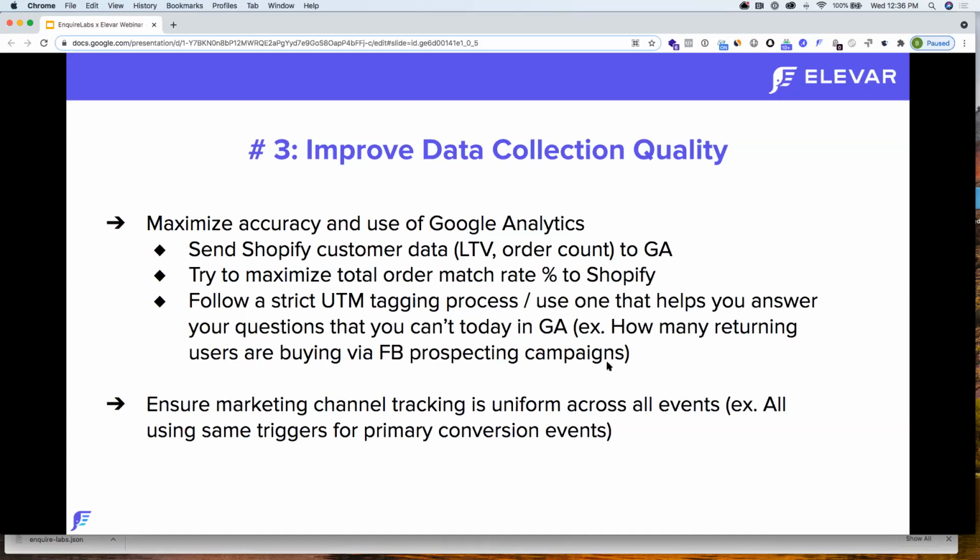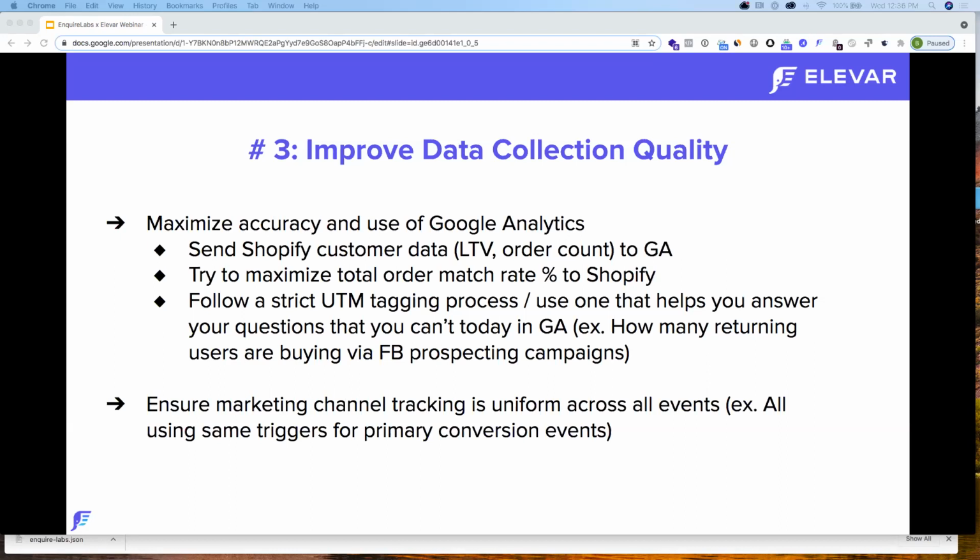And then number three is going to be improving data collection quality. So there's a couple of different things to talk about here. One is, which we'll see here in a minute, starting to leverage some of your Shopify data. So leveraging Shopify customer data like LTV, order count. You potentially could send other characteristics like tags on a customer, et cetera. Start sending that data to GA. And we'll see how we can merge that with some of Matt's data through the post-purchase surveys.